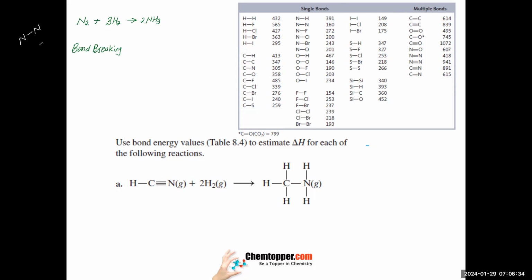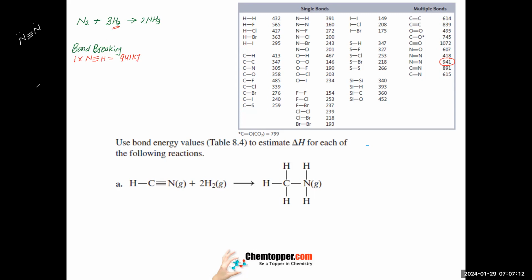This is how the exam paper will be. There is a triple bond, yes, and lone pairs. Now you will go to the table. Values of the bond enthalpies will be given to you. 941. How many triple bonds are you breaking? Only one. So 1 times N triple bond N, correct? And the value is 941 kilojoules.